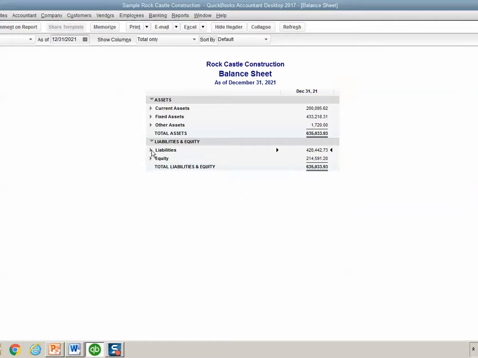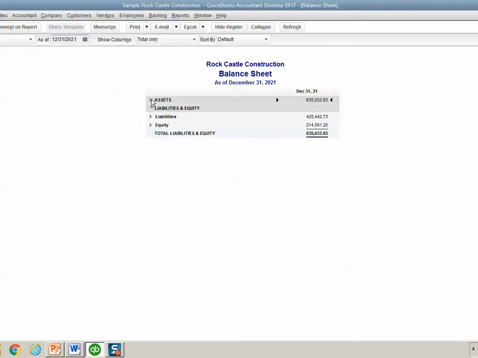The last main category is equity. As you can see, Rockcastle Construction has stockholder equity. This is because they are a corporation. As a corporation, they have a stockholder equity account. If your business is a partnership, you will have separate equity accounts for each partner. If you're a sole proprietor, then you will have an equity account for you as the sole proprietor. Usually one that shows your owner contributions or investments and another one for owner withdrawals.